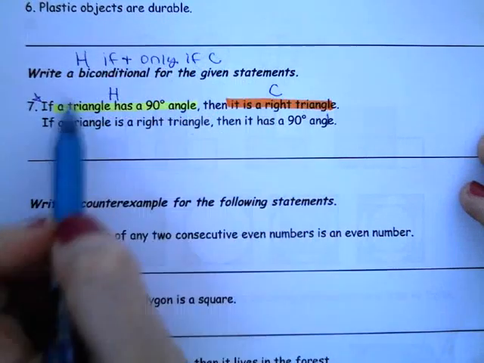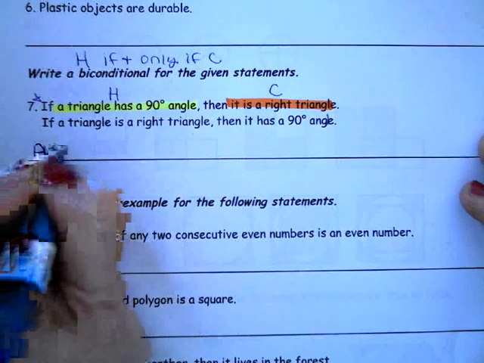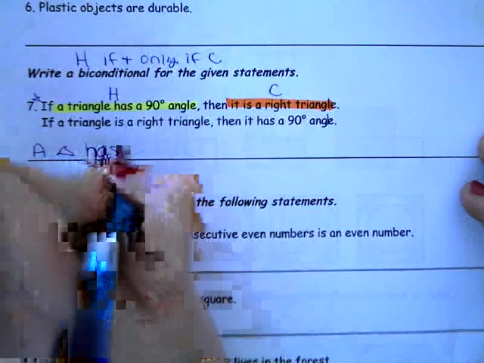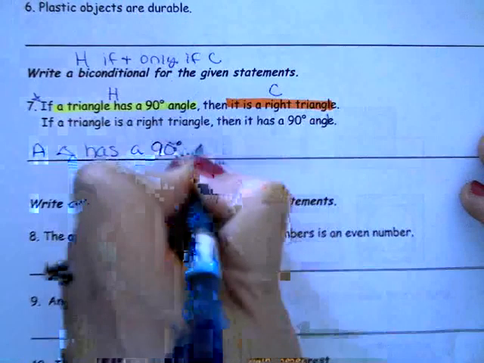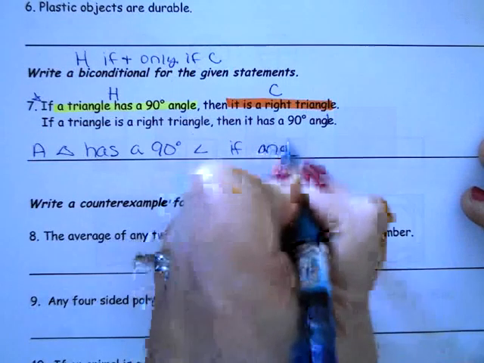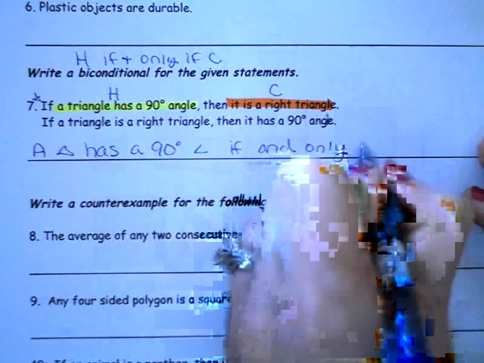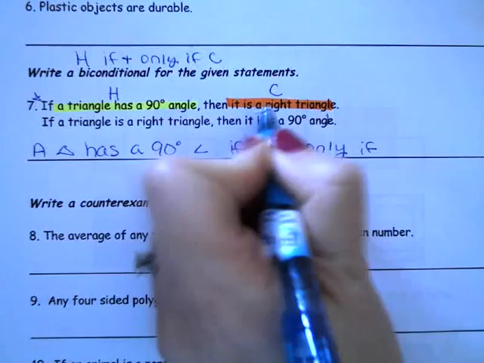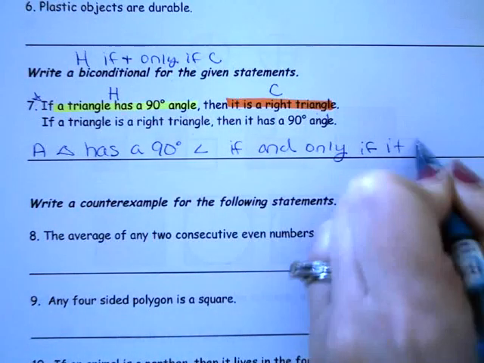So I'm going to write my hypothesis. A triangle has a 90-degree angle, and then put the format if and only if, and then write my conclusion. It is a right triangle.